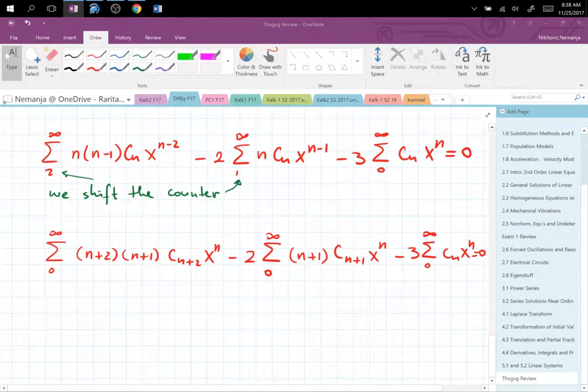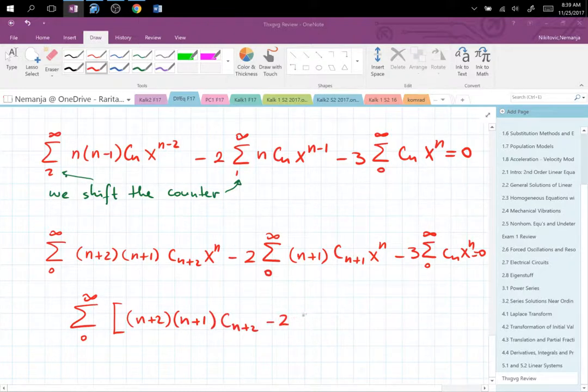So now all of the counters are 0, and all of the x are x to the n. So we can push all of this into a single sum, 0 to infinity. We are going to have n plus 2, n plus 1 times cn plus 2 minus 2, n plus 1, cn plus 1, and finally minus 3cn, all of that times x to the n equal to 0.